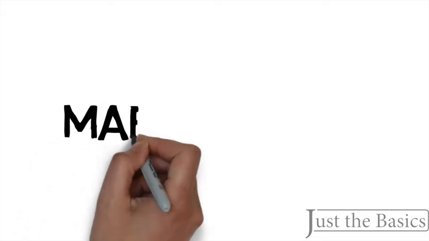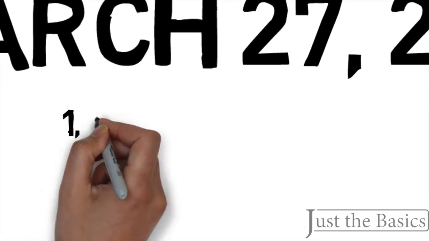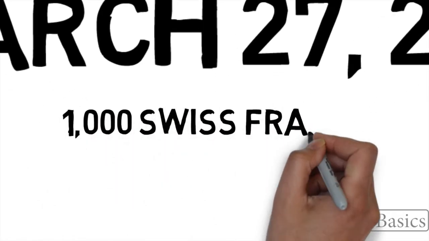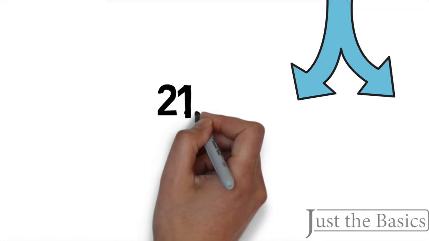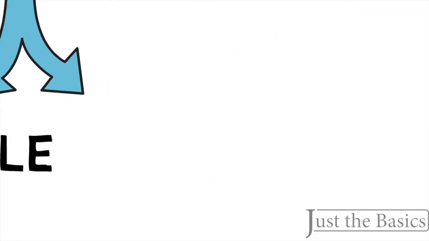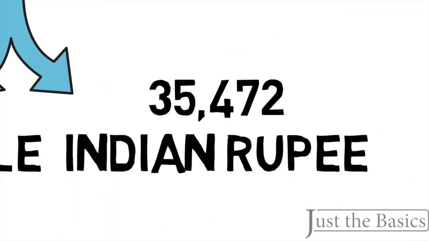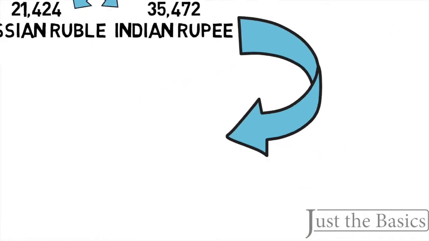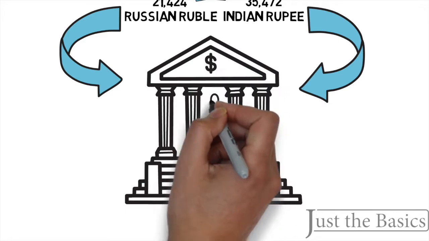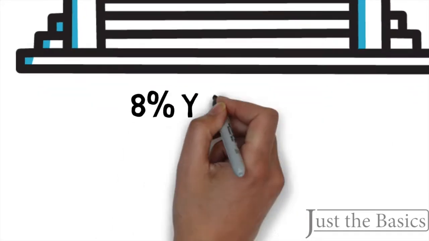Since these people were Russian and Indian, I decided to use the rupee and the ruble. I went back to 2007, March 27th, 2007. I took 1,000 Swiss francs and I converted it to ruble and rupee. That leaves you with about 21,000 ruble and 35,000 rupee. Then I took that and I put it into a bank account, quote unquote, that has 8% yearly compound interest.